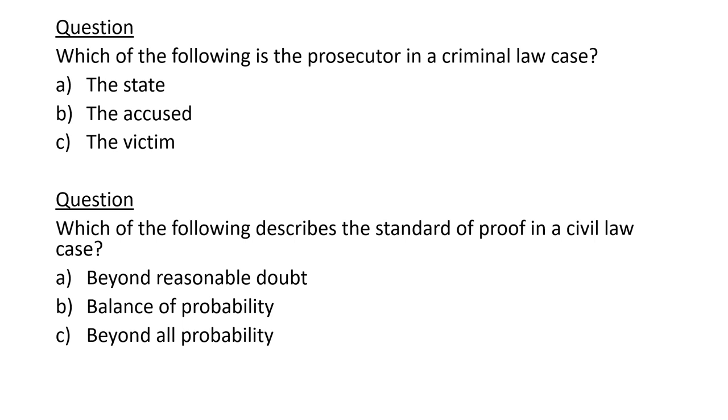Coming to the next question, which of the following describes the standard of proof in civil law? When we talked about the burden of proof, in criminal law it is high. Basically, when you have to provide the proof, it must be beyond reasonable doubt, but that was in criminal law. In civil law, you only have to prove that the other person was liable, that the other person owed you, and he breached his liability. So in civil law, the standard of proof is the balance of probabilities. Whether another person owed you something, or it was a liability of the other person to perform such an act and he breached his liability.